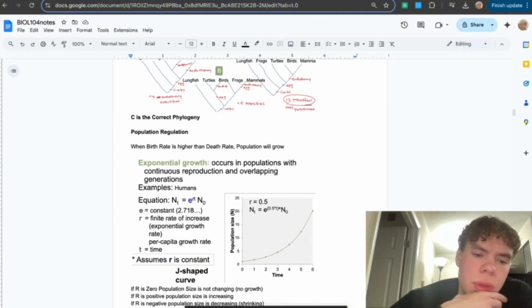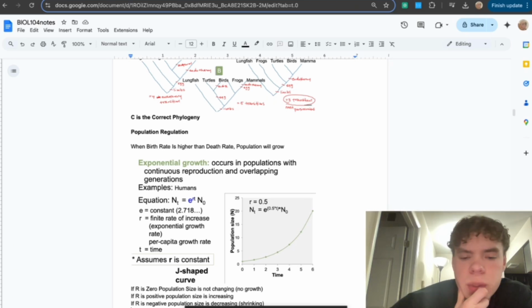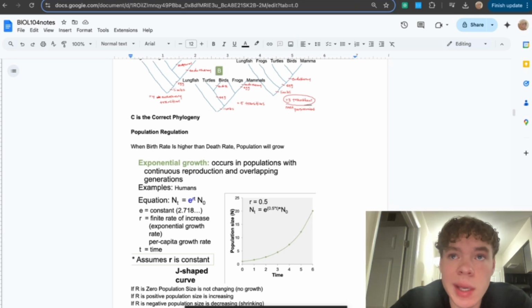All right, population growth. When birth rate is higher than death rate, population will grow, and vice versa. Exponential growth occurs in populations with continuous reproduction and overlapping generations. For example, humans, exponential growth due to antibiotics. There's literally nothing that has ever stopped humans for the past 100 years, pretty much, due to antibiotics and safer births. That's why the population has gone from like a billion to 8 billion.